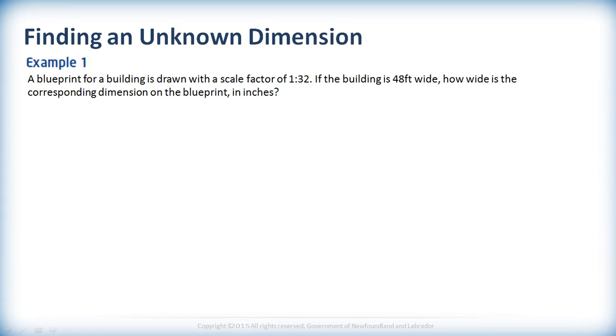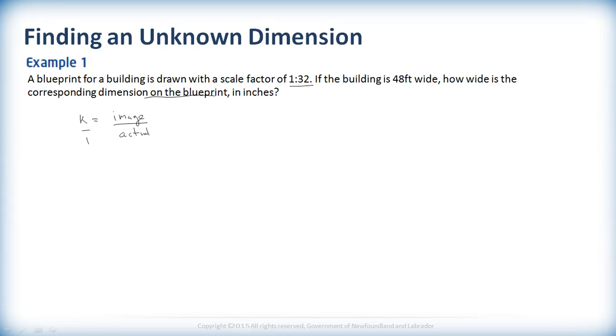A couple of problems now. A blueprint for a building is drawn with a scale factor of 1 to 32. The building is 48 feet wide. How wide is the corresponding dimension on the blueprint in inches? Okay, so remember that our scale factor K was a measurement from the image over the actual, okay? And that's just me rereading the formula that we had over here. It's image over actual for scale factor. Okay, we want the dimension on the blueprint, so that's actually on the image.